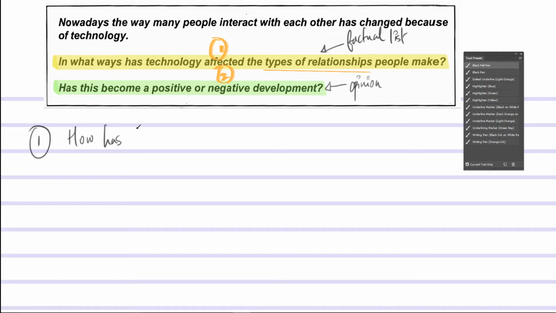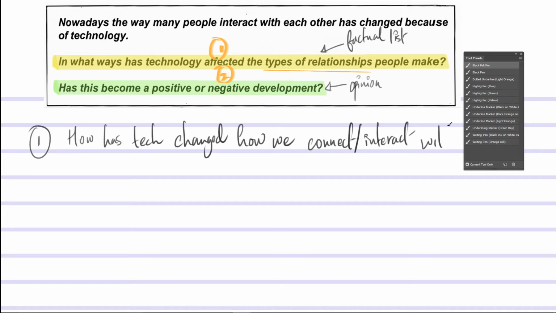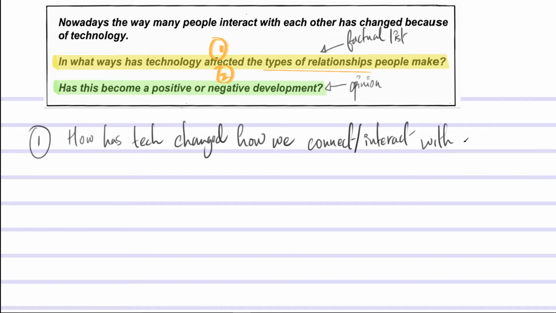So how has technology changed how we connect or interact with people? Brainstorm around that part of the story. And the key word here is how, the types of relations.